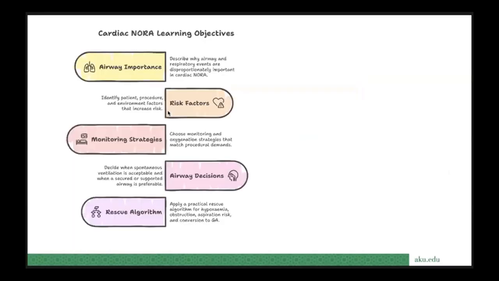Now, these are the objectives of the talk. First, we will understand why airway and respiratory events matter so much in cardiac NORA. Second, we will identify the patient, procedure, and environment factors that increase the risk. Third, we will translate the evidence from the attached paper into practical planning: who may tolerate sedation, who needs more support earlier, and what rescue steps should never be delayed.